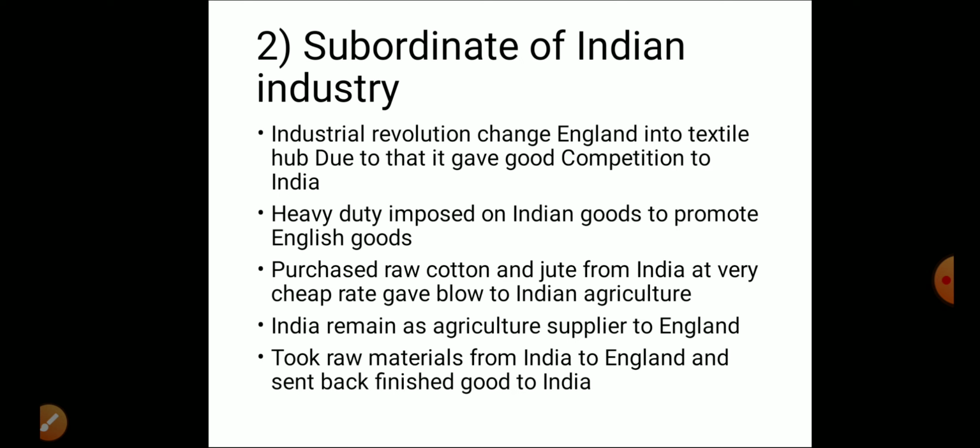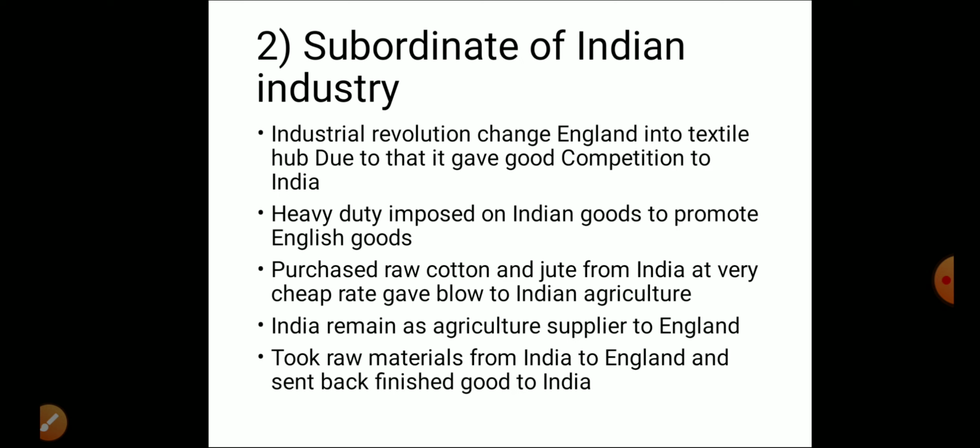Okay. Heavy duty was imposed on Indian goods to promote English, that we already discussed before, કે Indian goods ઉપર heavy duty લગાવે અને English goods ઉપર no duty, nominal duty. So automatically English goods were sold in the market at a cheaper rate in comparison with the Indian goods, obviously.